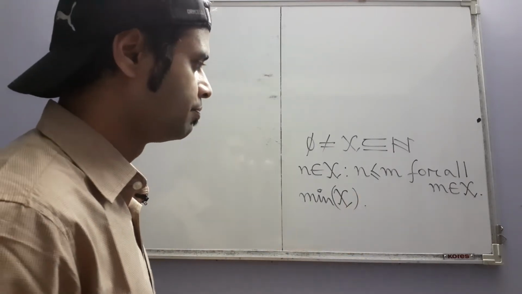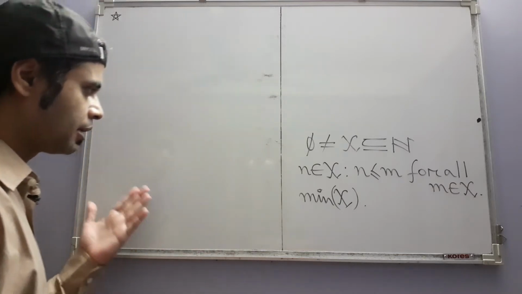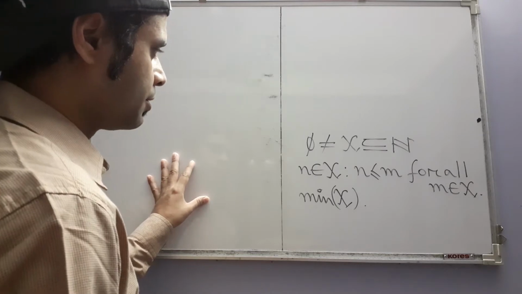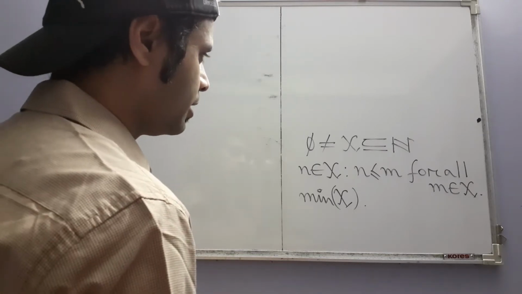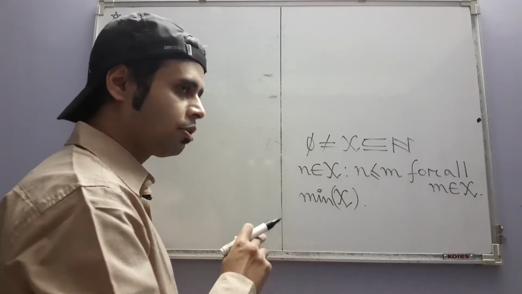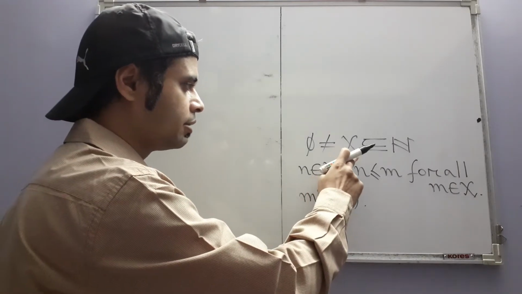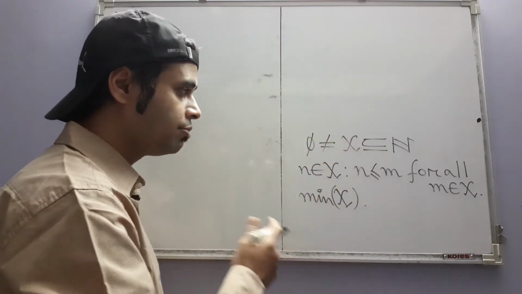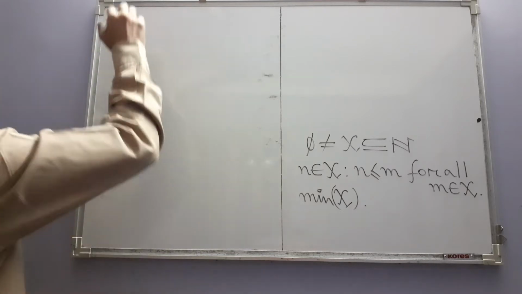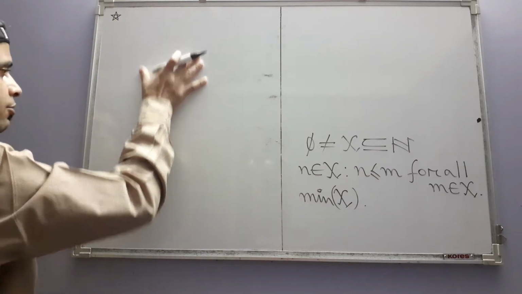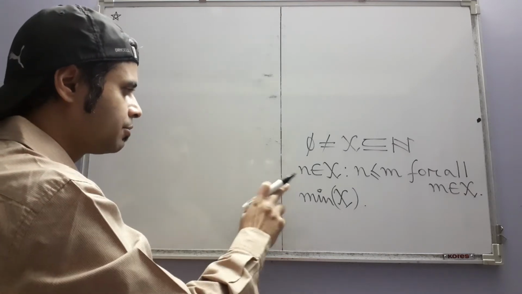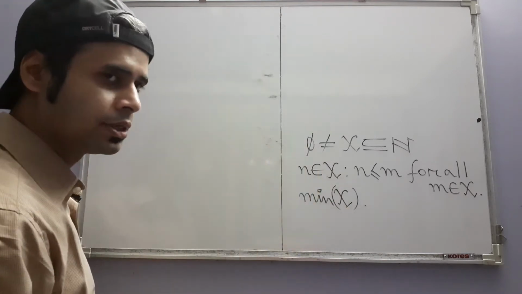Now, the next result that we are going to see today tells us something about, again, a subset of the set of natural numbers, but this time not just non-empty, but additionally we are going to consider an infinite subset of N. So that is the next result, and we are going to do the proof of this one here itself, and in that proof we are going to use the well-ordering principle.